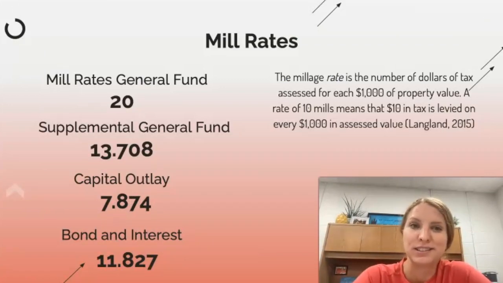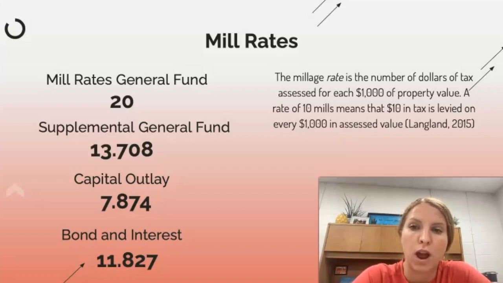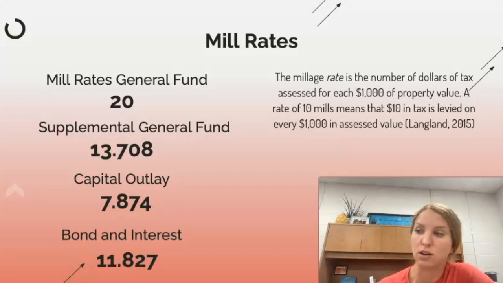Mill rates, I feel like this is the category that is complicated, and over the years it has been kind of hard for me to understand, but I really liked this article by Langland from 2015, which described how it's figured, and how much you can take in every category. For the mill rates, the general fund set by the state is 20. Our Oxford Supplemental General Fund is 13.708. Capital outlay is 7.874, and bond and interest is 11.827.